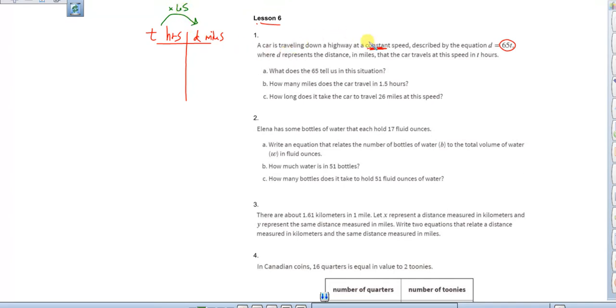So it says, what does the 65 tell us in this situation? Well, it tells us that I can go in 1 hour 65 miles. So essentially it's telling me that I'm going 65 miles per hour. So we can write speed equals 65 miles per hour. The constant of proportionality typically will tell you a speed if your denominator, when you divided to find it, was a time, like hours or minutes or seconds.